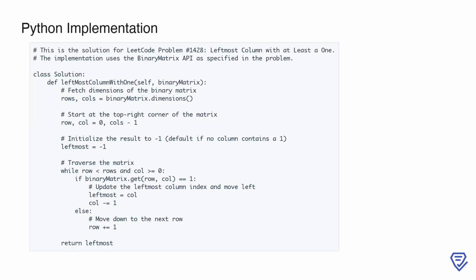This approach has a time complexity of O(rows plus cols), as we either move left or down in each step, ensuring linear traversal of the matrix dimensions. The space complexity is O(1), since no additional storage is used beyond a few variables for matrix traversal.